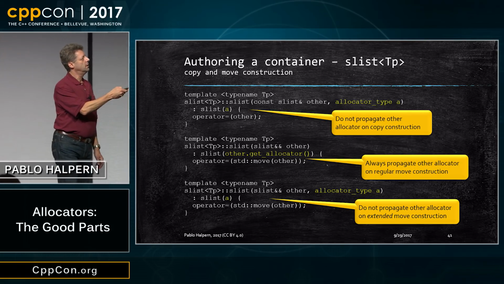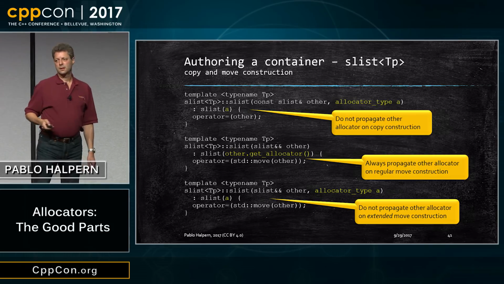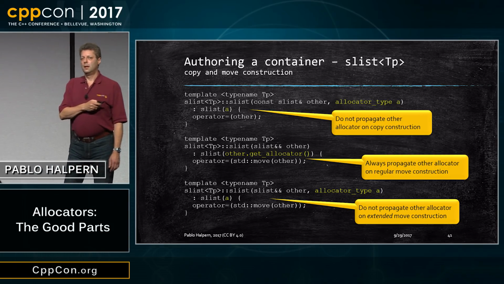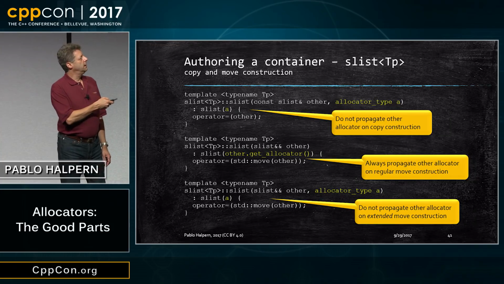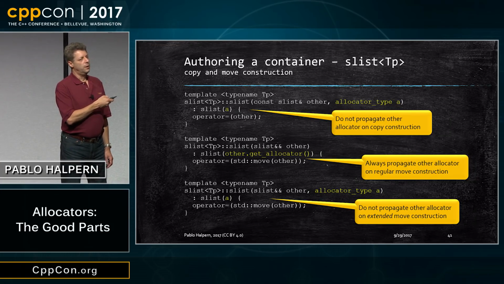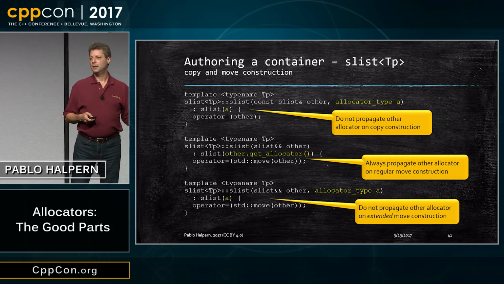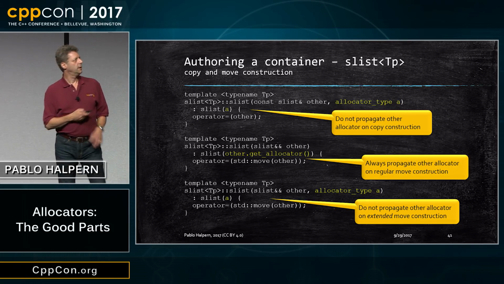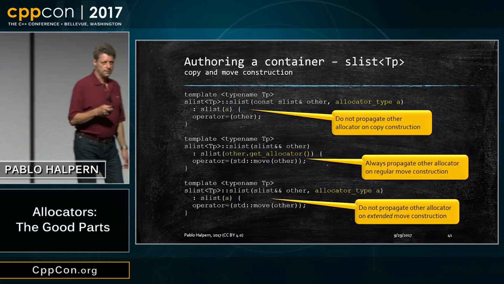That is not true of the copy constructor. The copy constructor can do whatever it wants. And the simplification we're getting here is that we're just always using the allocator, even if it's a default allocator that was passed in. We can't do that with the move constructor.